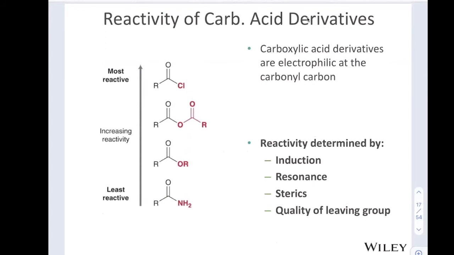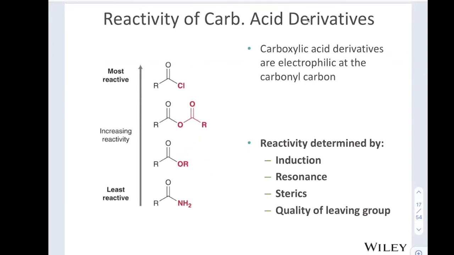So I just told you that acid chlorides or acid halides and acid anhydrides are unstable and very reactive. So we will find these at the top of our table in terms of reactivity. And then esters and amides are more stable, and so those are lower in reactivity and higher in stability.